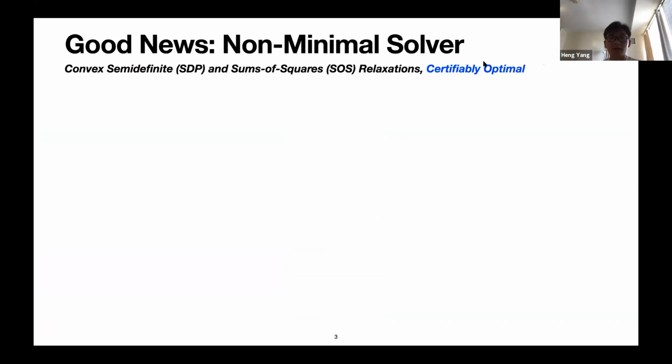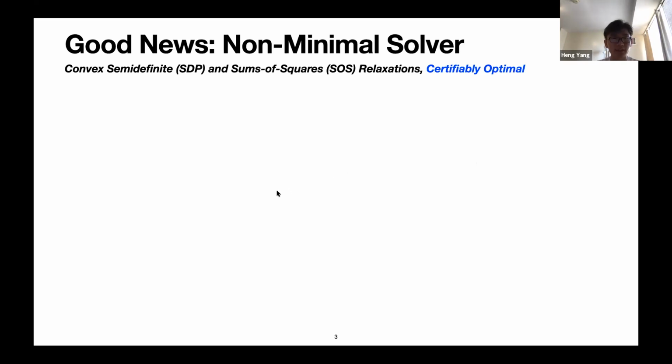As Luca talked about, over the past few decades the community has made tremendous progress in solving geometric perception with optimality guarantees. In particular, an increasing number of so-called non-minimal solvers are being discovered, typically based on convex, semi-definite, and sum of squares relaxations. The unique feature of these non-minimal solvers is that they not only provide an estimate to a geometric perception problem, but also provide these optimality guarantees after computing an estimate.